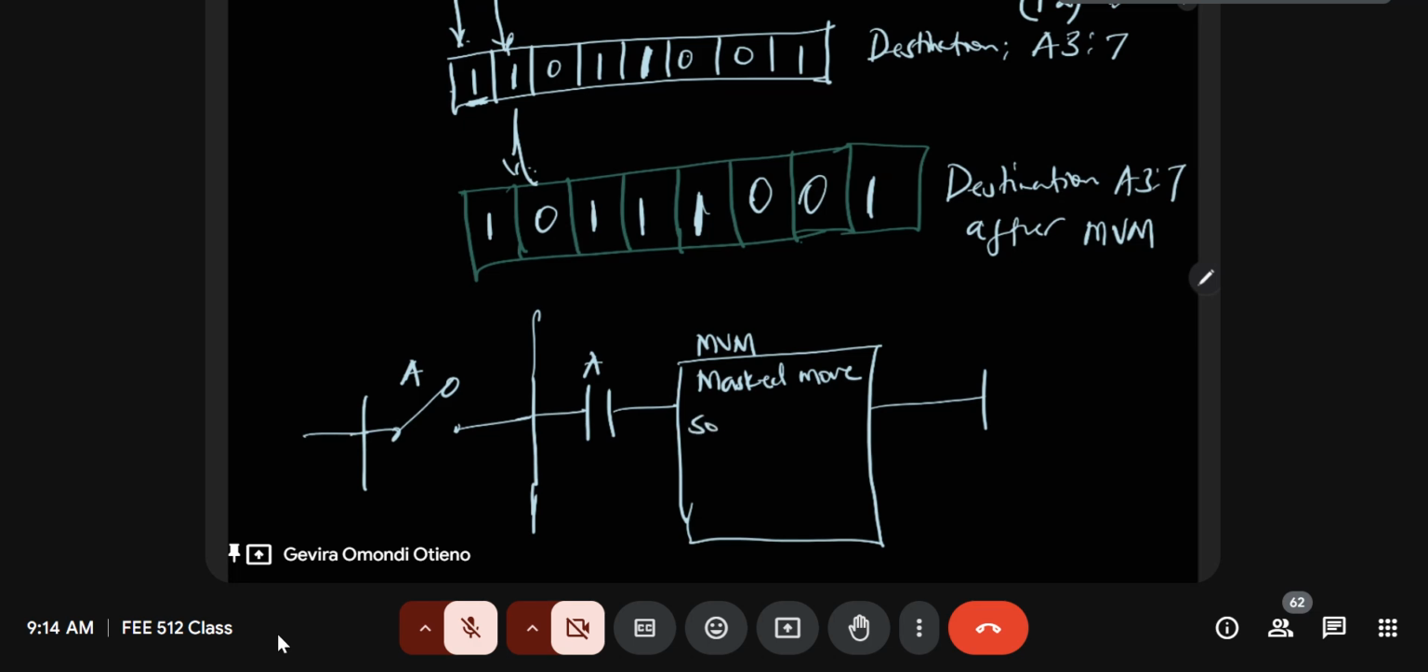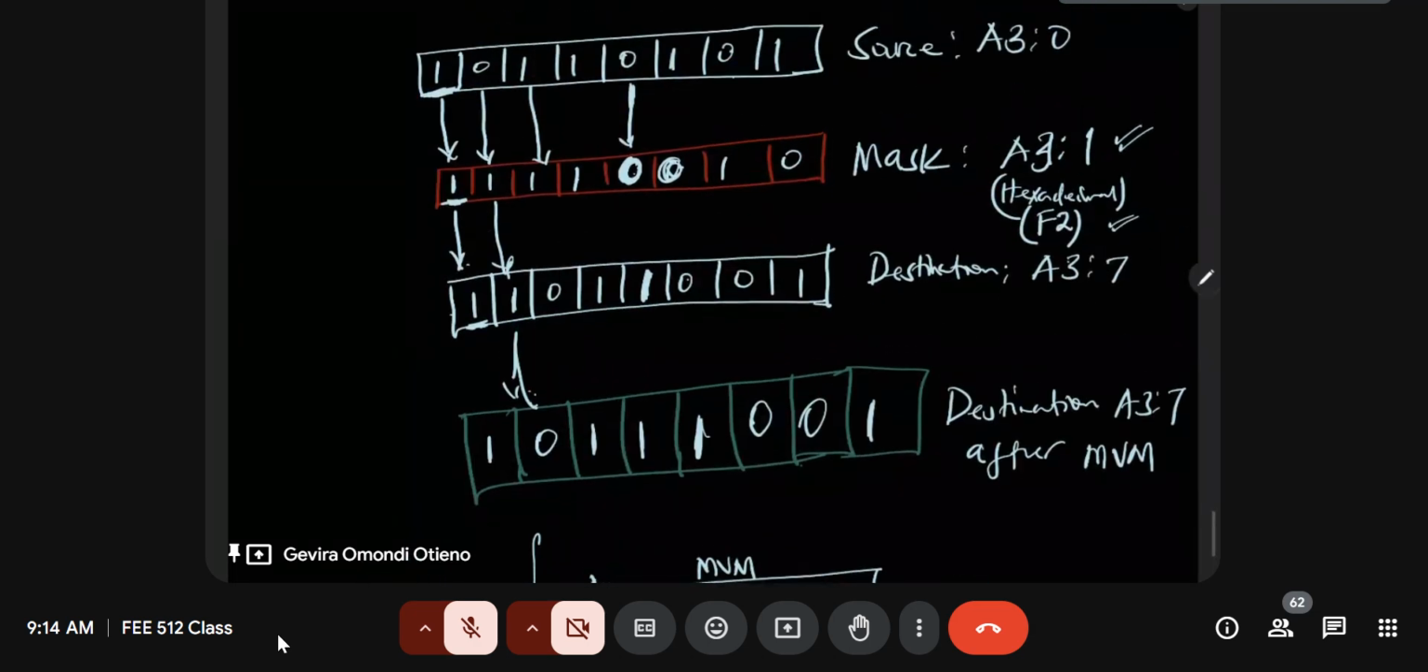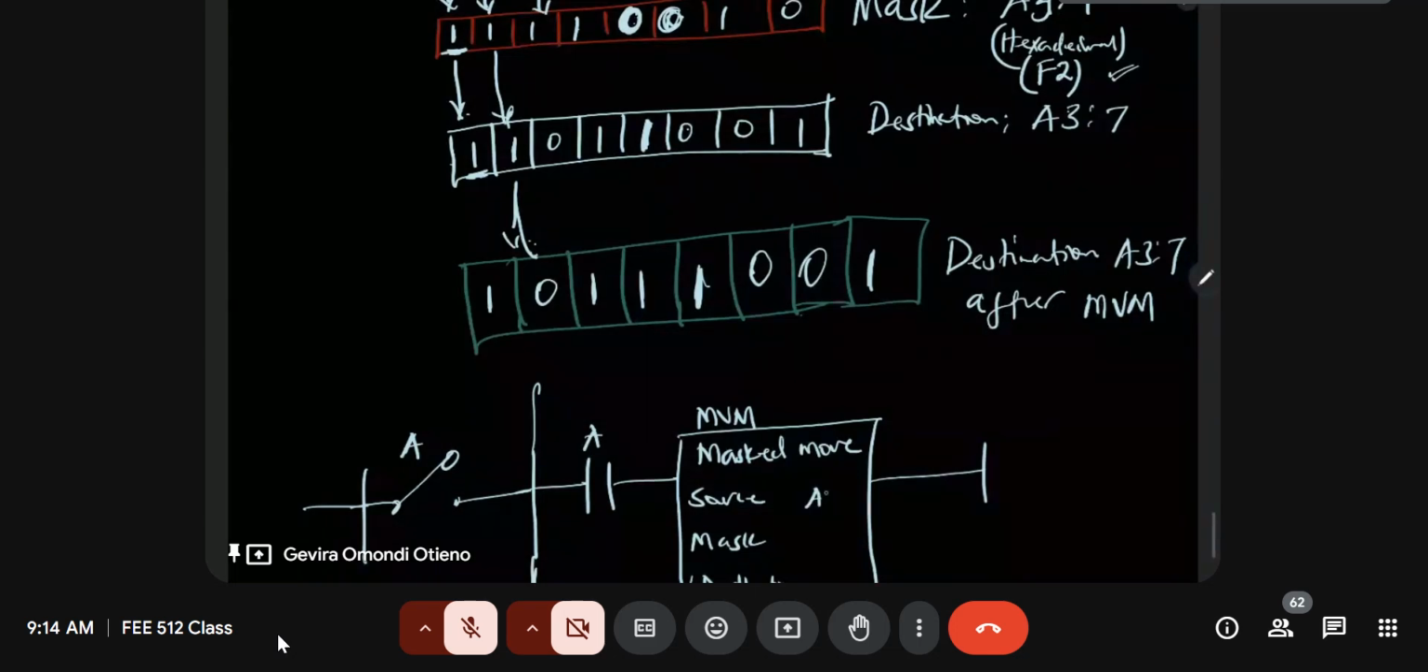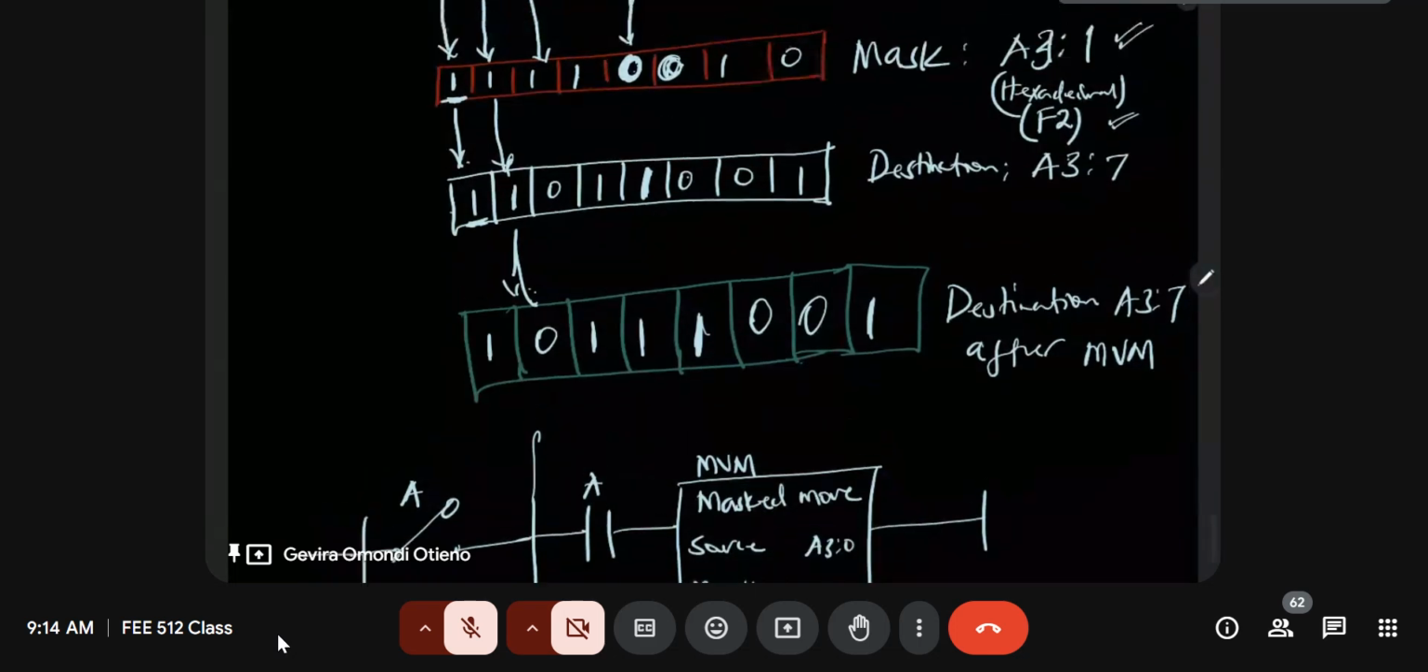There are 3 things. We must have a source, we must have a mask, and we must have a destination. These you will have to know by yourself. Just like when you're putting a timer, you know what elements constitute that timer that you must indicate: the done bit, the preset, the accumulator, and so on. Here, for example, our source was A30. The mask is A31.